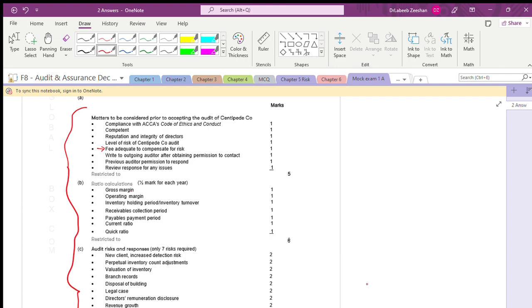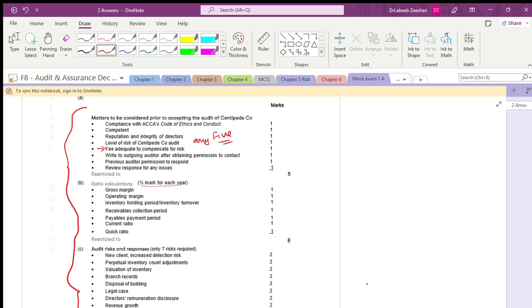These are the things you have to write, any 5. Any 5 you choose. Next. 6 ratios are there: 1, 2, 3, 4, 5, 6, 7. Is it right? I don't know why they have marks for each year. Fine. Yes. Is it right?